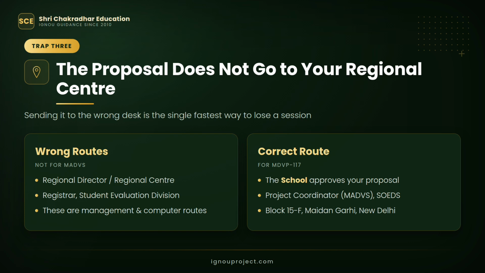Trap number 3 is where students lose the most time. Your MDVP-117 proposal does not go to your regional center, and it does not go to the Student Evaluation Division. Those are the routes for management and computer programs. For MADVS, it travels to the school itself.